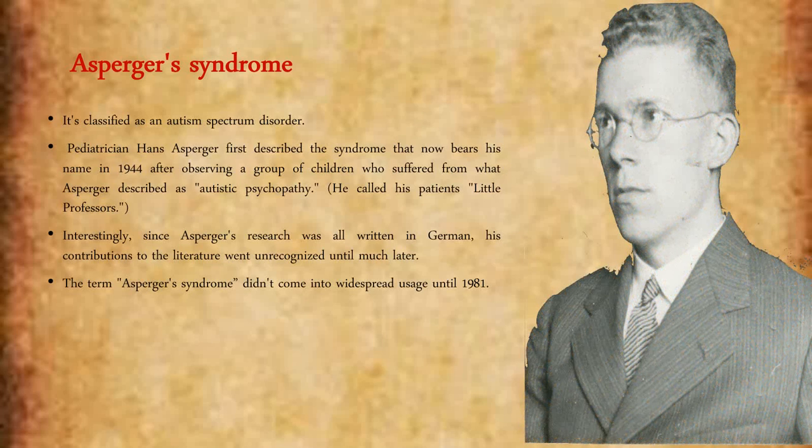Asperger syndrome. You know the killer in Egypt, the one who killed his colleague? Asperger syndrome. He is autistic, but very intelligent. It's classified as an autistic spectrum disorder. The pediatrician Hans Asperger first described the syndrome that now bears his name in 1944 after observing a group of children, and he named them autistic psychopathy. He called his patients the little professors.